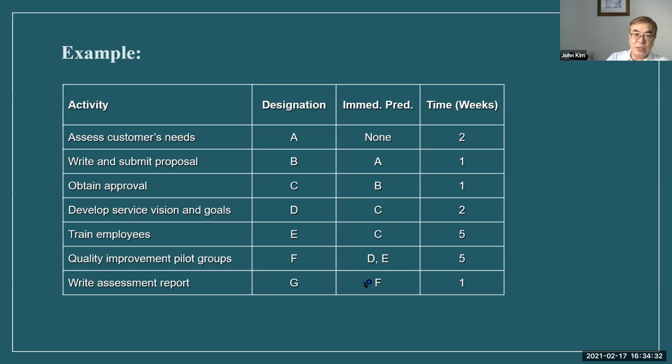So using the immediate predecessors, we can draw the network. The next column is activity time: 2 weeks to complete activity A, 2 weeks, 1 week, 1 week, and so on. Using this information, we can draw the network diagram.